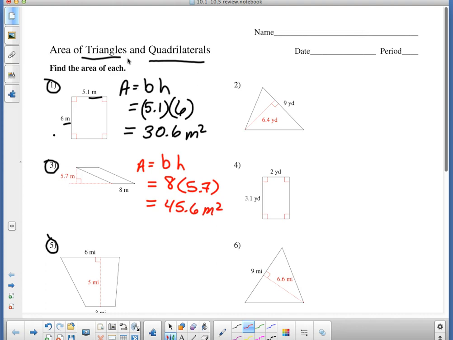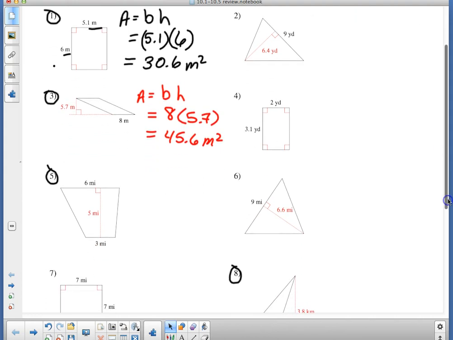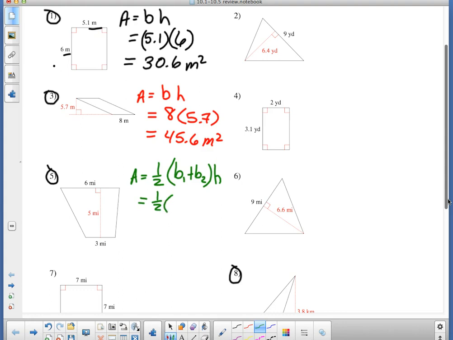These are my answers as I'm going through here. Pay attention to the formula we're working with. Now, the formula is going to change. We're looking at a trapezoid. Remember, the area of a trapezoid is 1/2 of base 1 plus base 2, which is the average of the two bases, times the height. Okay, well, I got 1/2. I got base 1, which is 6, base 2, which is 3, and my height is 5.